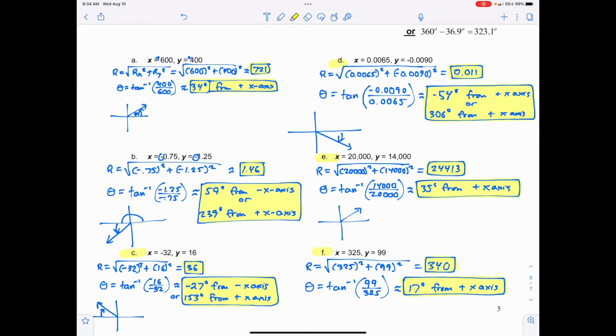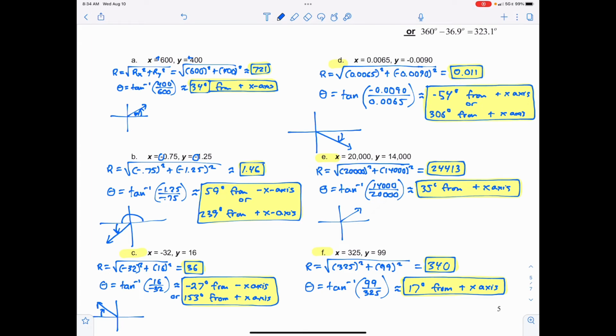Checking your results, we can see that in letter C, the magnitude of the resultant vector is about 36. And when we calculate theta using the arctan formula, we get negative 27. What's important to note is that if you draw a small sketch of where the angle is, you'll see that it's 27 degrees coming from the negative x-axis.